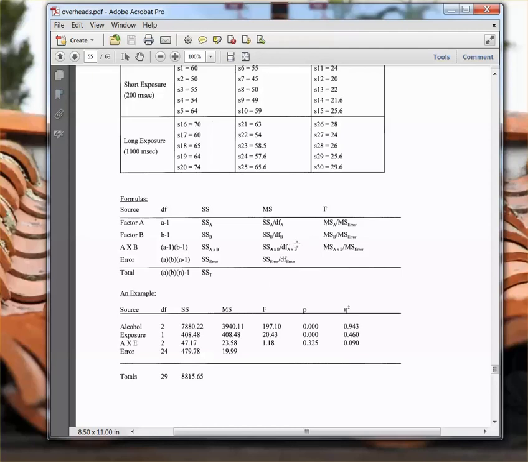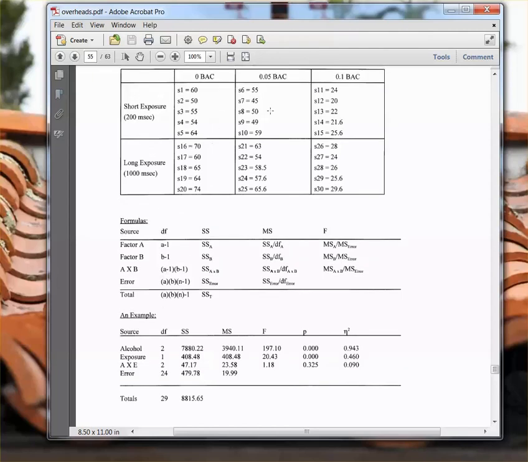What's a little trickier, a little different, is we now have 3 F's. Before we only had 1 F. Now we have 3, because we have 1 for our first independent variable. Does alcohol affect memory separately and by itself? Yes or no? And we'll be able to test that. Does exposure affect memory by itself? Yes or no? And we get this value by collapsing or ignoring the other IV.